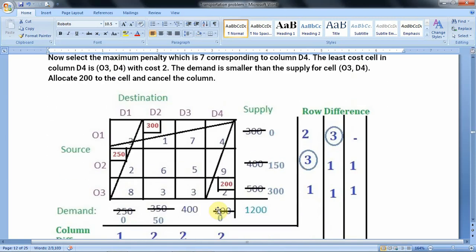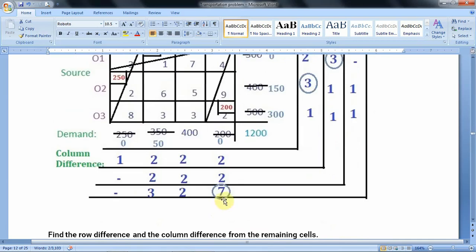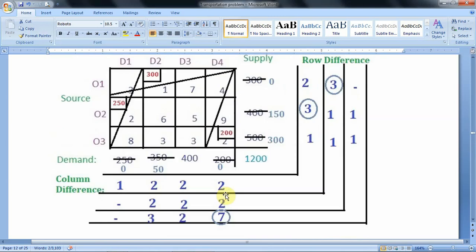So at this stage the highest penalty is 7. So choose the D4 column. The least cost value is 2 rupees. So allocate the maximum units to that cell, that are 200 and 300. The maximum that can be allocated is 200, the remaining is 0. Here 500 minus 200, the remaining is 300. So the D4 column is satisfied, so cross out that column.